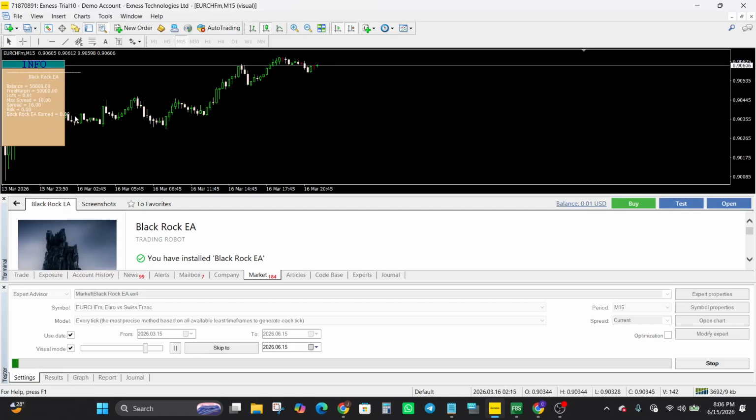So we can see the dashboard here showing the balance, free margin, lots, max spread, spread, risk, and this should be the amount earned.